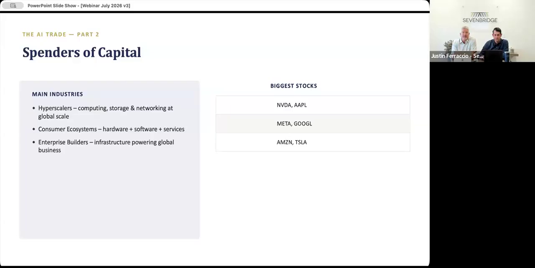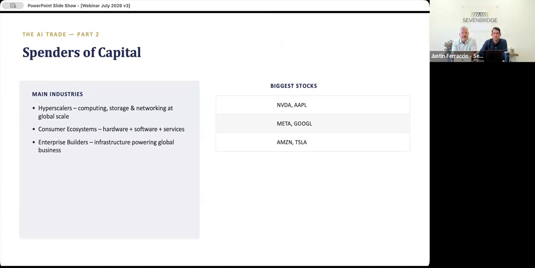The spenders of capital are the Mag 7 that we talk about so much. A lot of what they're doing now is integrating these different components in-house, and especially Google, which reports tomorrow. That's going to be a good thermometer of what's going on, as earnings are coming out here real soon.